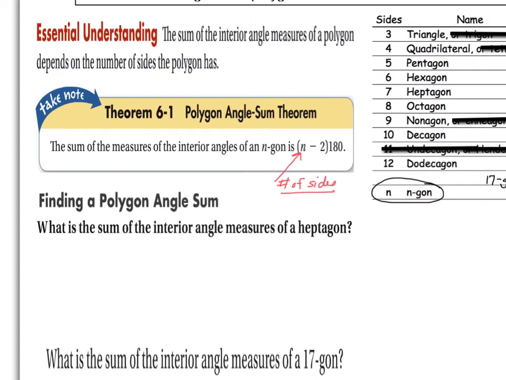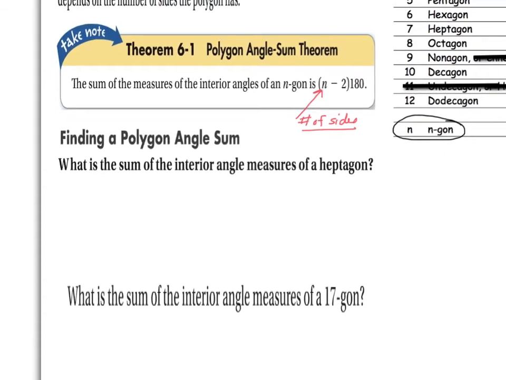So it says here, the sum of the measures of the interior angles of an n-gon, n stands for the number of sides, which is what I have here, is take the number of sides, subtract 2, and take that times 180. The number of sides minus 2, take that times 180. So all you're going to do now is substitute into that formula the number of sides.